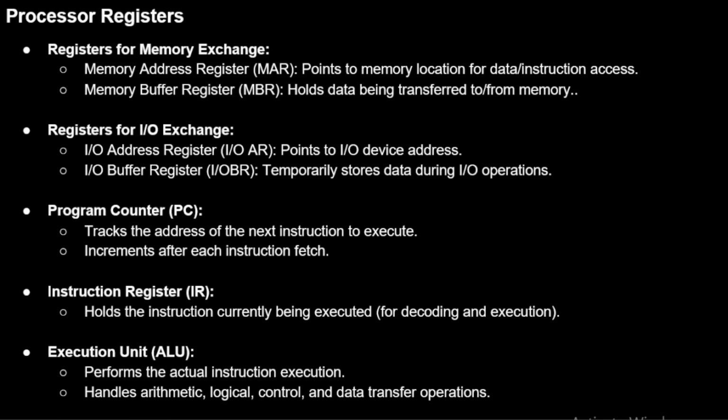Now with this, if I think of the analogy, I can say that the MAR is the kitchen label telling which shelf to fetch from. It is just like the kitchen label, which tells which shelf to fetch from. And the MBR is the tray carrying the ingredients.